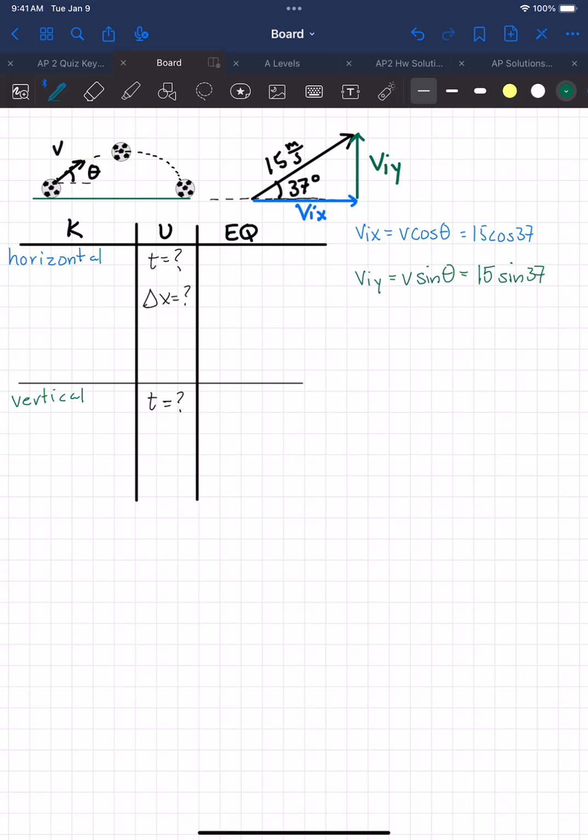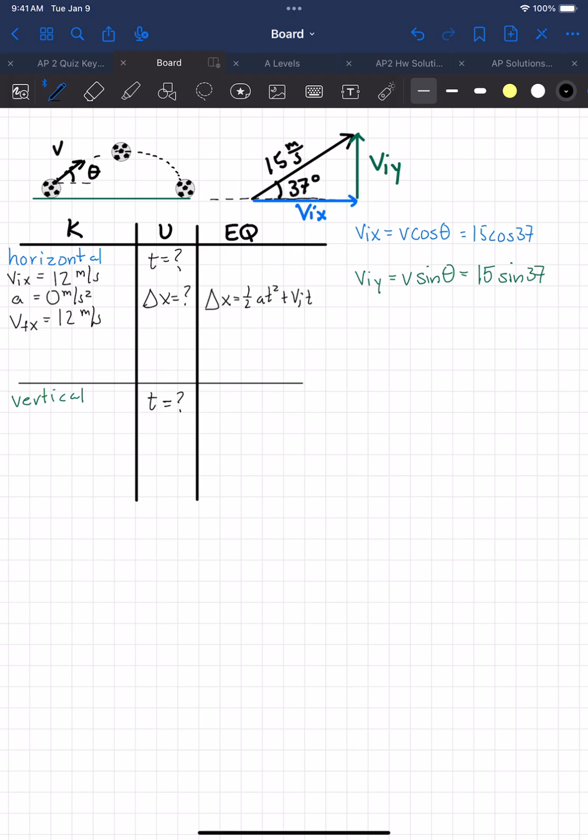So now I'm going to put this into our table. The initial velocity in the x direction is 15 times the cosine of 37, which is about 12. I'm going to round to the nearest whole number, 12 meters per second. And then the acceleration is 0 meters per second squared. Final velocity in the horizontal is also 12 meters per second, because it's moving horizontally and there's no pushes or pulls in the horizontal direction. And then if we want to figure out delta x, we're going to use the GPS equation. Delta x equals 1/2 at squared plus Vit.